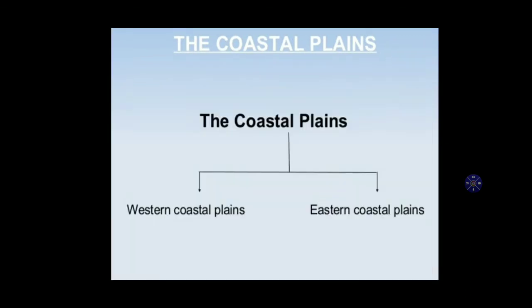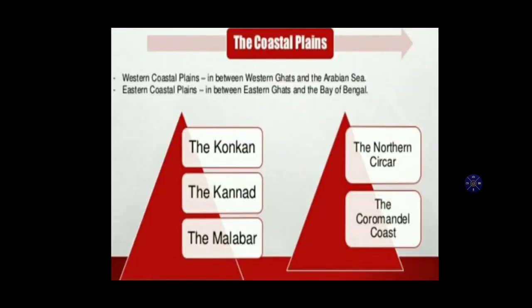It is divided into two parts: the western coastal plain and the eastern coastal plain. The western coastal plain lies between the Western Ghats and the Arabian Sea, whereas the eastern coastal plain lies between the Eastern Ghats and the Bay of Bengal. The western coastal plain is divided into the Konkan, Kannada and Malabar, whereas the eastern coastal plain is divided into the Northern Circars and Coromandel coast.